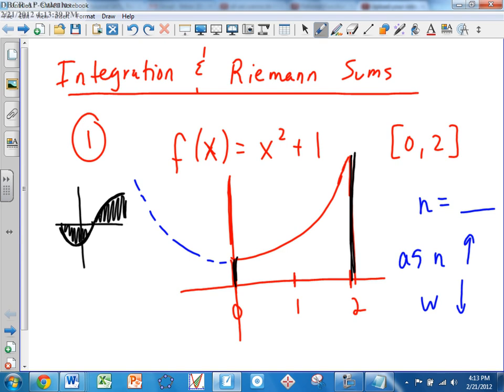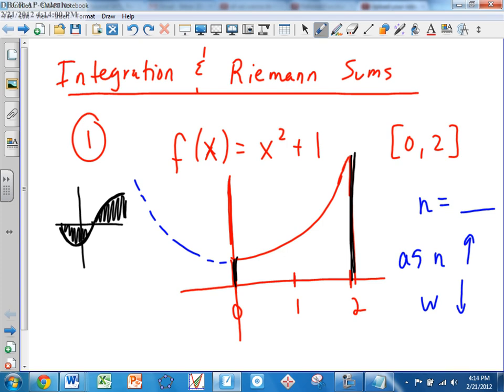Okay, if I had 4 rectangles here and I wanted to have a left approximation, what would that look like? 4 rectangles, left. Isn't that just the left corner of the rectangle touches the curve? Touches the curve. Very good.